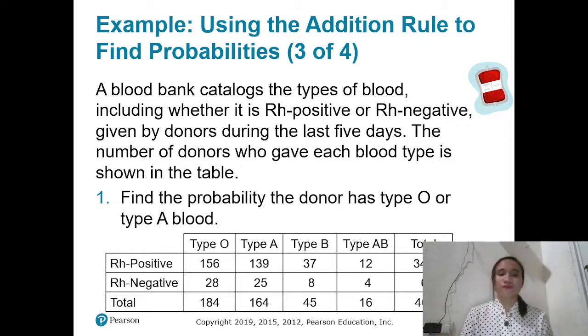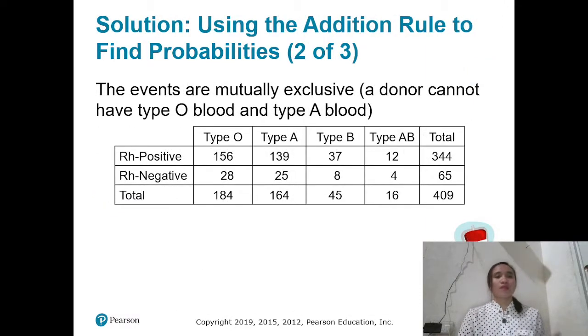The total of type O is 184, type A is 164, type B is 45, and type AB is 16, for a total of 409. The events are mutually exclusive because a donor cannot have type O blood and type A blood.